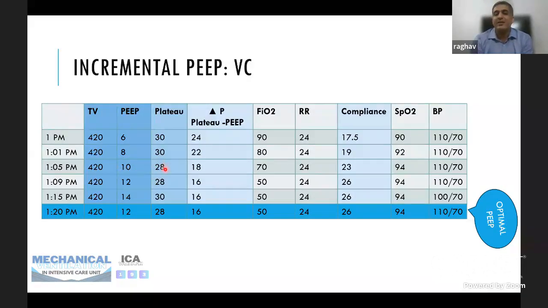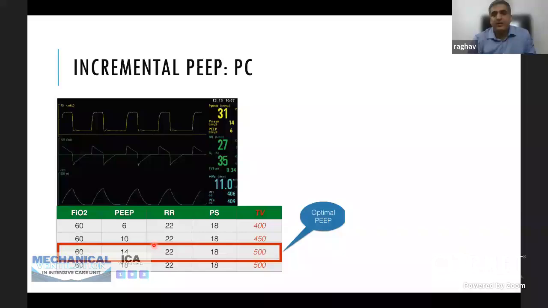What does this mean? That the compliance of the lung has improved. When it was increased to 12, it remained 28. When the PEEP was increased to 14, the plateau pressure increased. So this means that the compliance has decreased. So the best compliance was at the PEEP of 12, so the PEEP was set as 12. This is the incremental PEEP method.